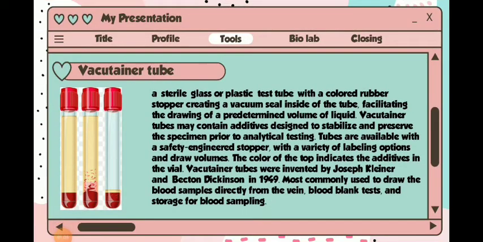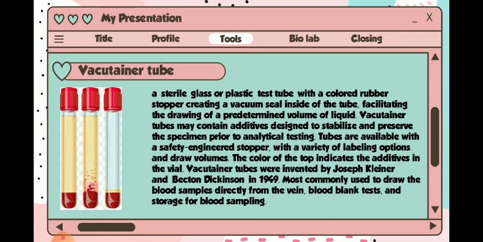The next tool is a vacutainer tube, a sterile glass or plastic test tube with a colored rubber stopper creating a vacuum seal inside of the tube, facilitating the drawing of a predetermined volume of a liquid. Vacutainer tubes may contain additives designed to stabilize and preserve the specimen prior to analytical testing. Tubes are available with a safety engineered stopper with a variety of labeling options and draw volumes. The color of the top indicates the additives in the vial.